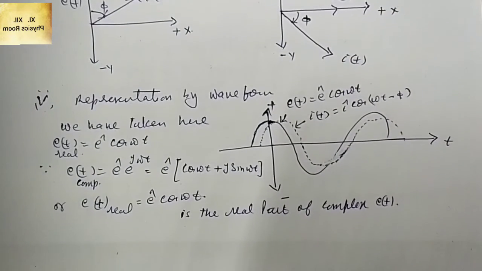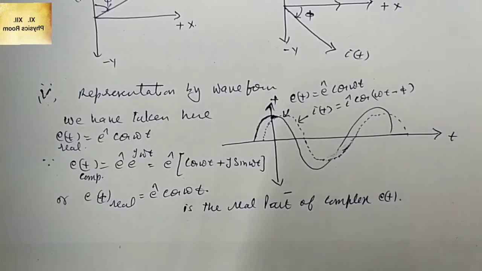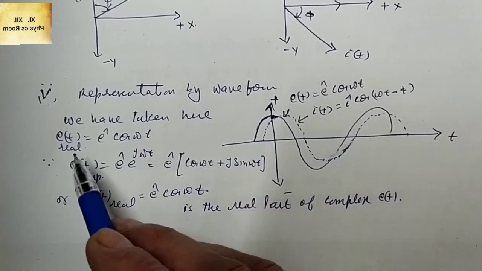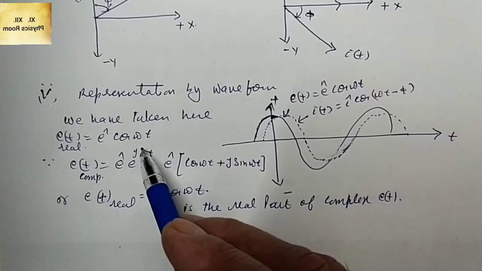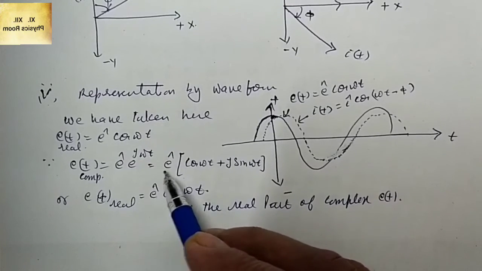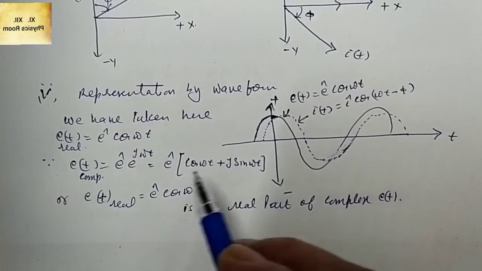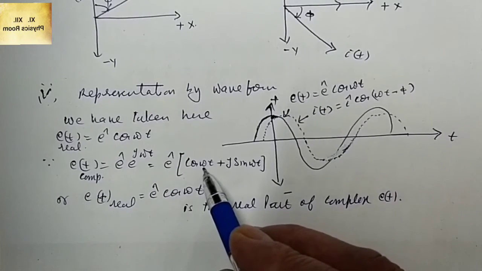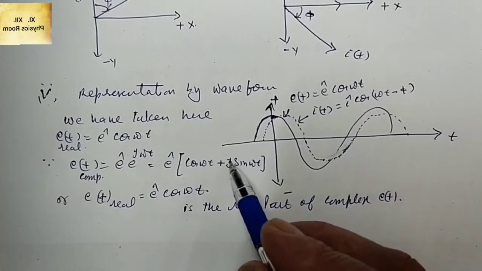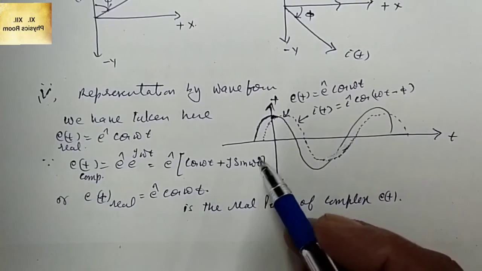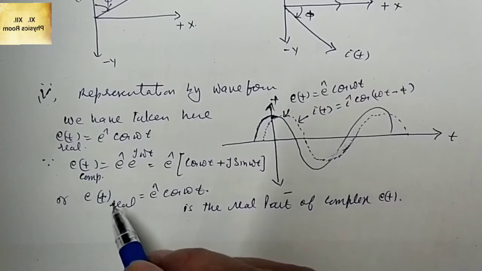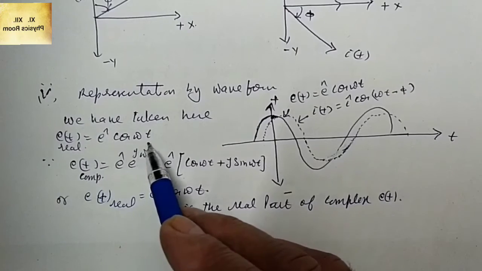Now representation by waveform. How we represent the lead or lag by waveform. We have taken here ET is equal to E max cos omega t, the real part, because complex ET is equal to E max e raised to power j omega t, which is equal to E max cos omega t plus j sin omega t. So the real part is E max cos omega t, and the imaginary part is j E max sin omega t. We are concerned with the real part here. The real part is a cosine wave. So ET real is equal to E max cos omega t.